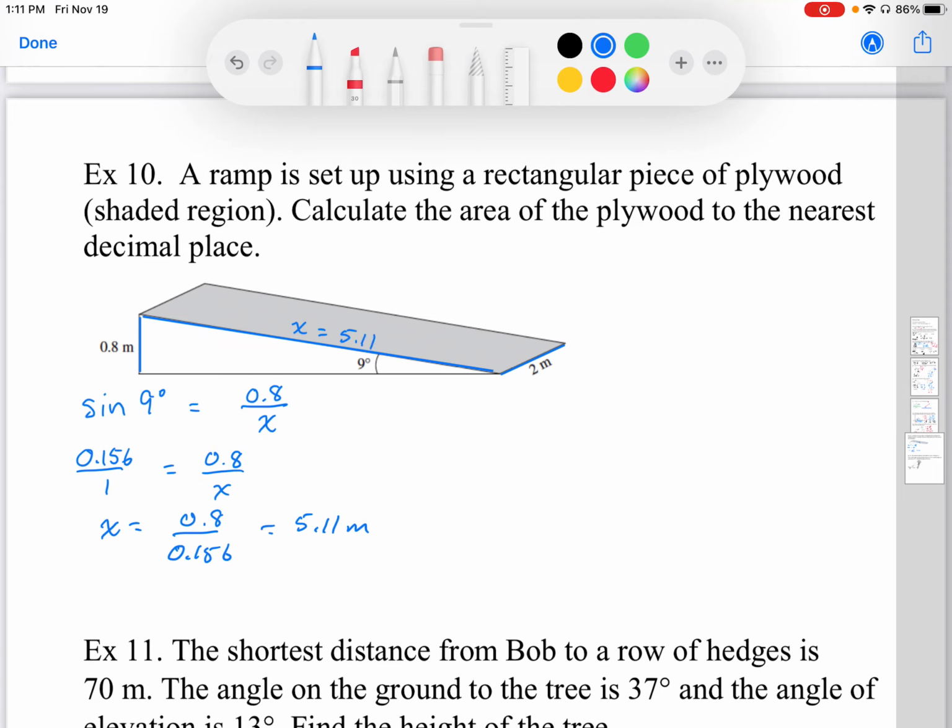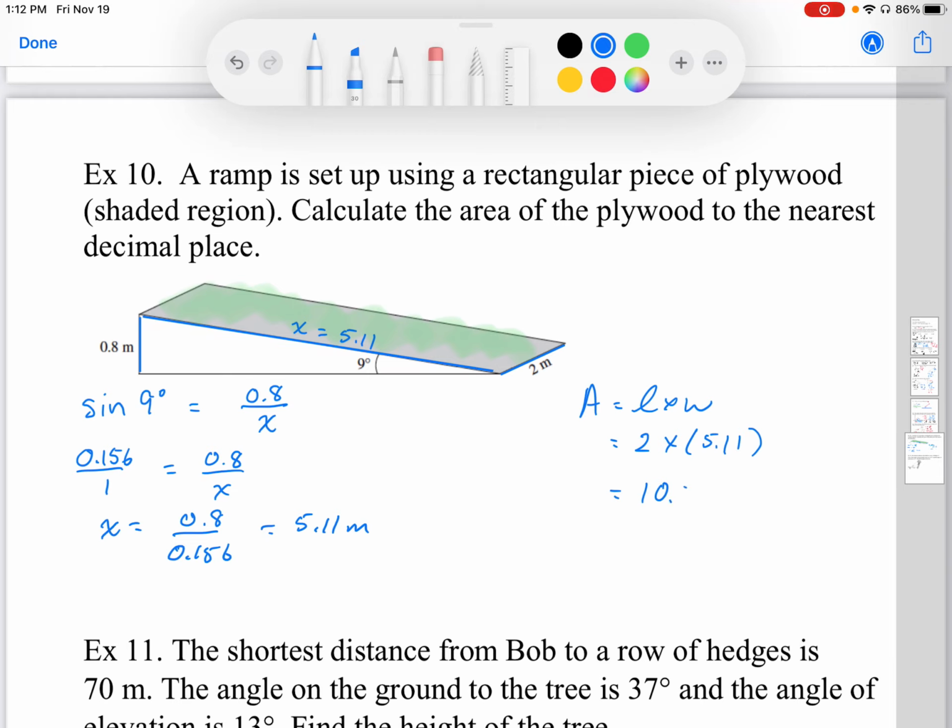Once I found the length of that diagonal line, the rest is fairly straightforward. I want to find the area of that plywood. I'm going to do length times width. So the length is going to be 2 meters. Area equals length times width, so 2 meters times the width of 5.11 meters. And when I multiply that out, I'm going to get 10.22. I kept my decimal, so I ended up with 10.227.